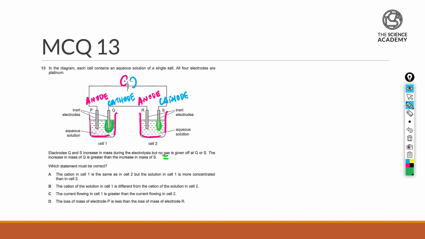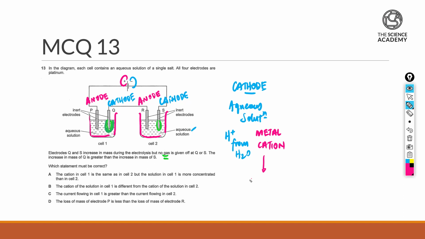And since both Q and S are actually the cathode, and we are also dealing with an aqueous solution, this tells us that H+ is actually present from water. But usually if we were to discharge H+, hydrogen gas would be produced. But this time around, no hydrogen gas was produced. It means that the metal cation found in each of the beakers in cell 1 and cell 2 was actually selectively discharged.